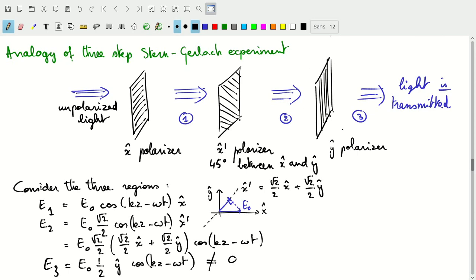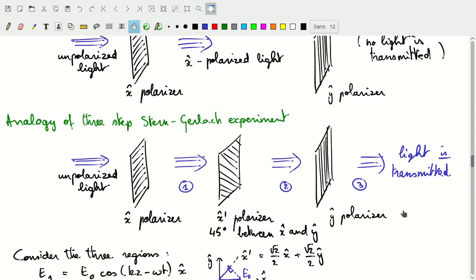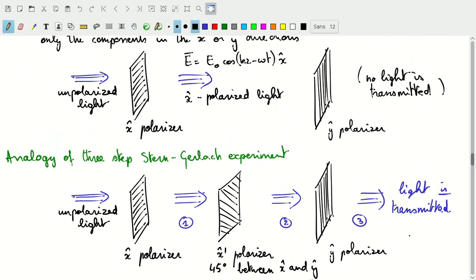So now we're translating that here into sending unpolarized light through a polarizer in the x direction, then through a polarizer in the x prime direction, which is at an angle of 45 degrees between the x and the y direction. And then in the third stage, we send it through a y polarizer. So if we compare this with what we had before, first through an x polarizer, then through a y polarizer, in the end we end up with no light transmitted.